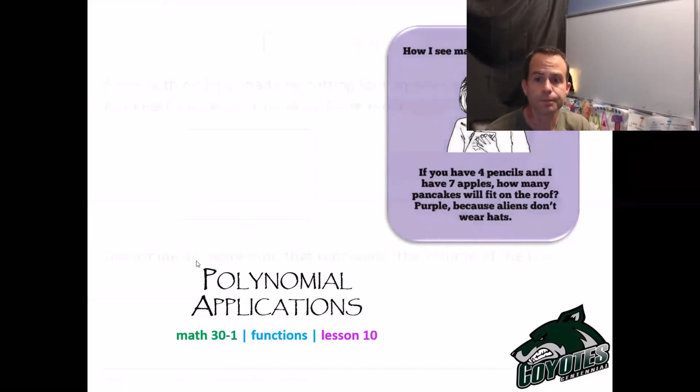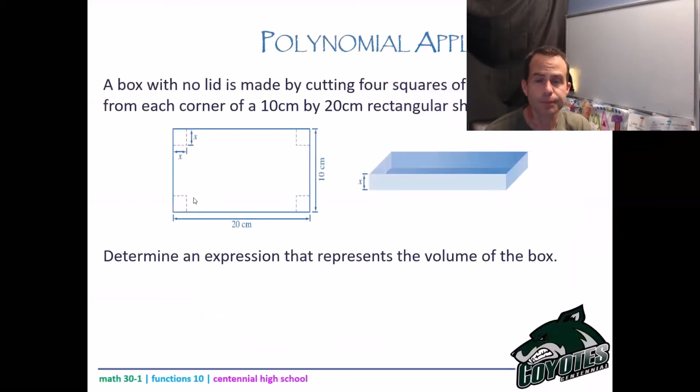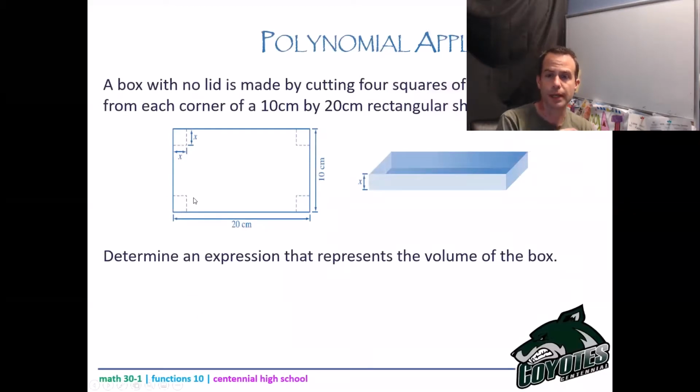So first guy up. A box with no lid is made by cutting 4 squares of side length x from each corner of a 10 centimeter by 20 centimeter rectangular sheet of metal. Determine an expression that represents the volume of the box.